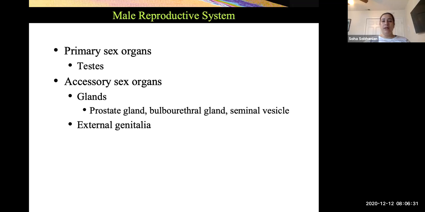And the accessory glands, in case of male, there are three main ones, which are the prostate gland, bulbourethral gland, and the seminal vesicle. As we go through the PowerPoint, you'll learn more about what they actually do in the body, in terms of contributing to either production of semen or in terms of protecting the sperm as it passes through the reproductive system. And then you have the external genitalia. We'll talk about some of the erectile tissue and the anatomy of basically the sex organ, both male and female.